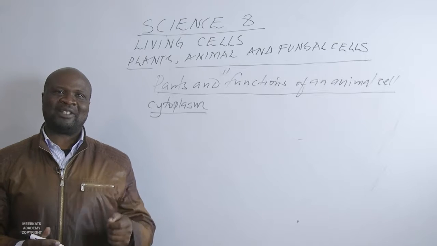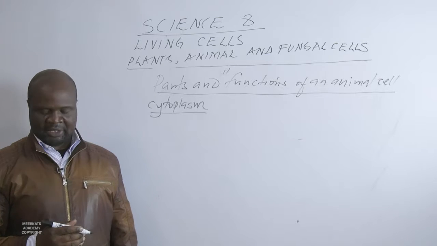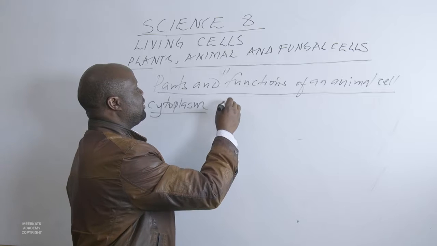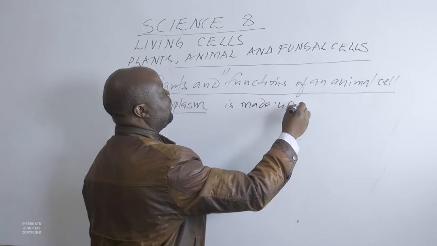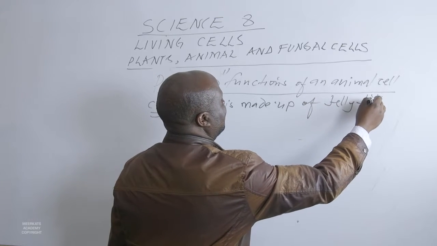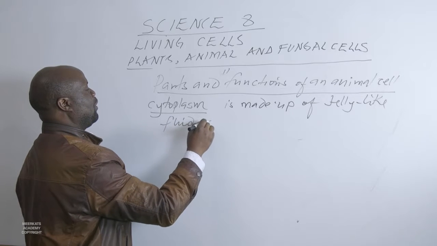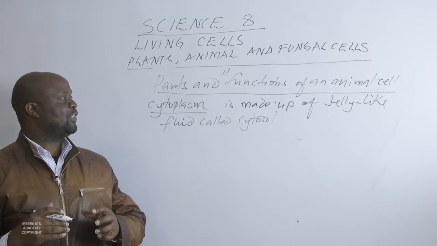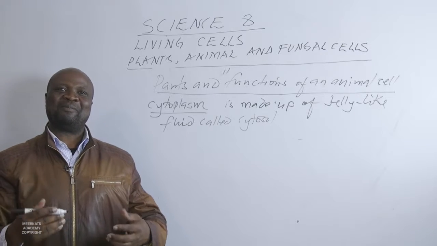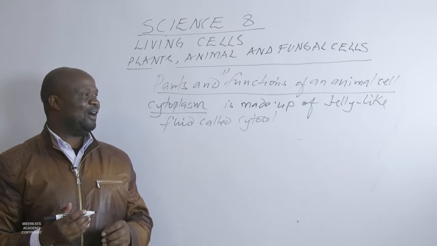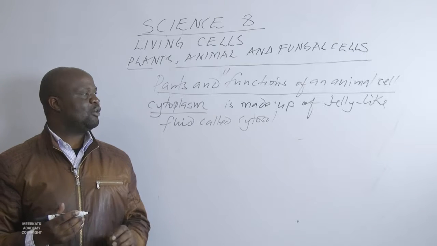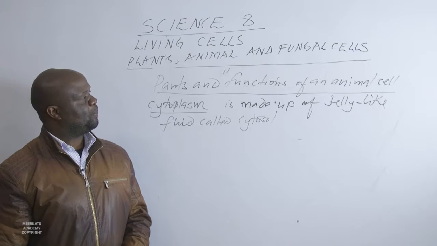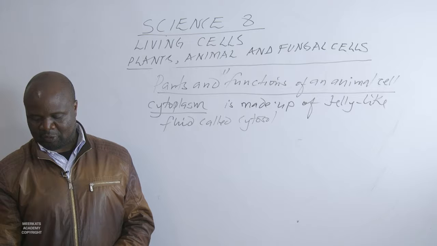So to start with cytoplasm, what is cytoplasm? Cytoplasm is made up of jelly-like fluid called cytosol. So when we are talking of this cytoplasm, it is within this cytoplasm that we shall have other tiny structures, like the ribosomes and also the mitochondria. But we shall come to that, how they are present and the functions that they carry out. So we are saying cytoplasm is part of the cell and is made up of jelly-like fluid called cytosol.